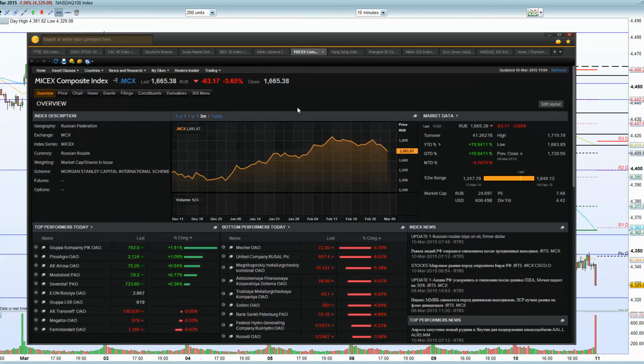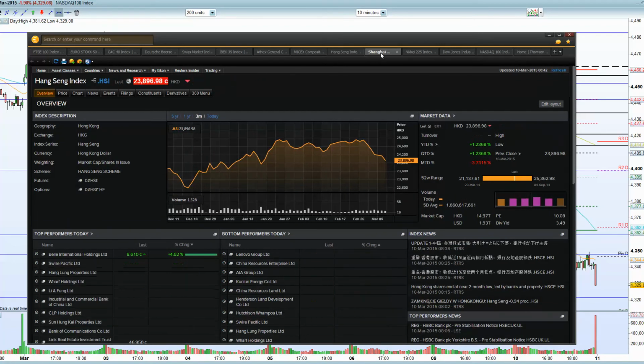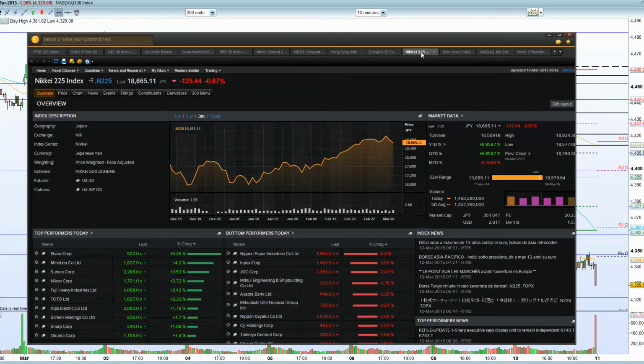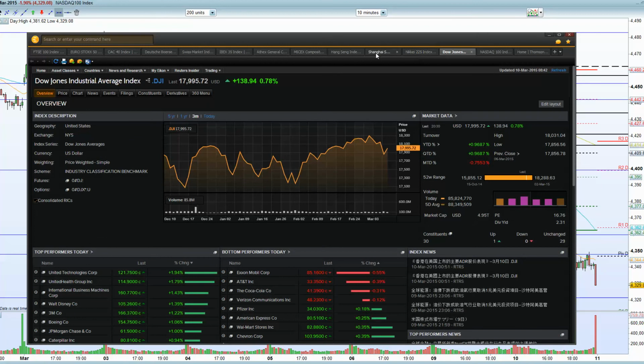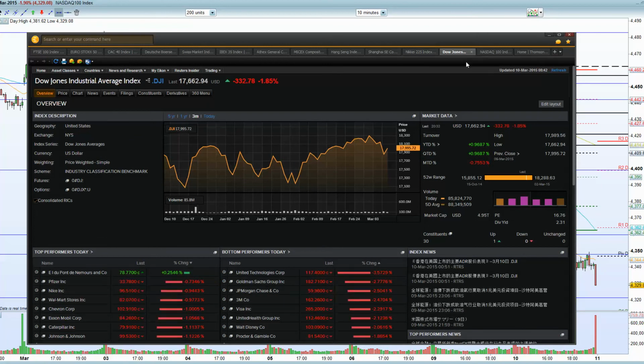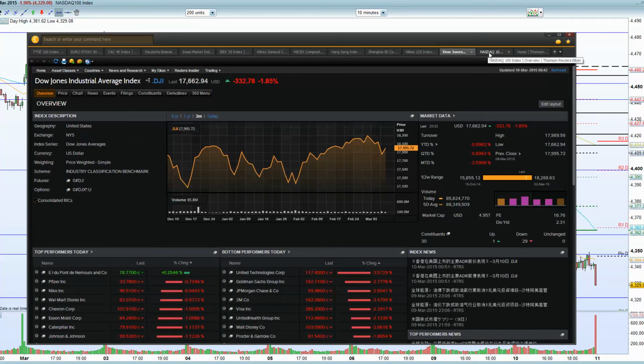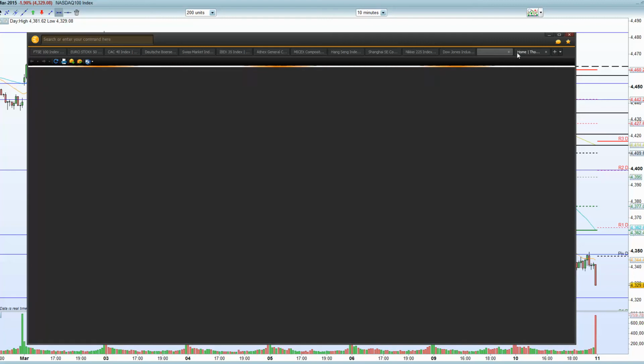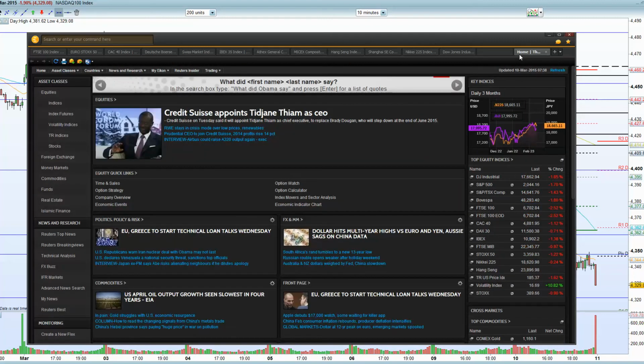The MICEX obviously down quite substantially because emerging markets are getting hit with regards to the rise in the dollar. And the Dow obviously down quite substantially today, almost 300 odd points. The Nasdaq was down, and that's basically where we are.